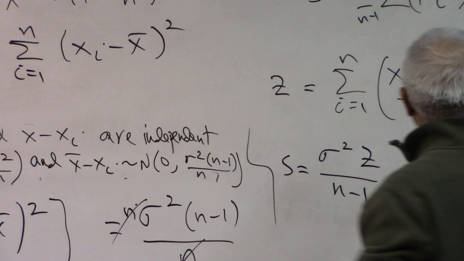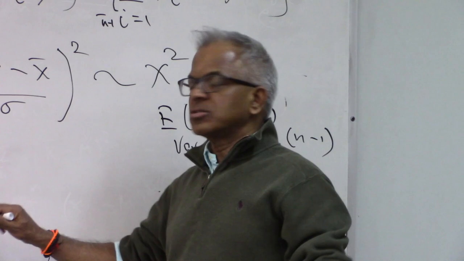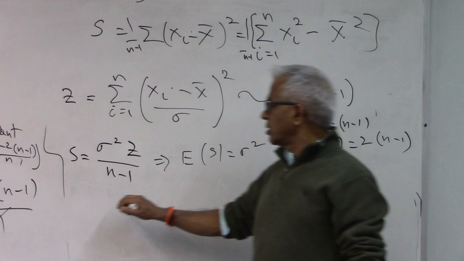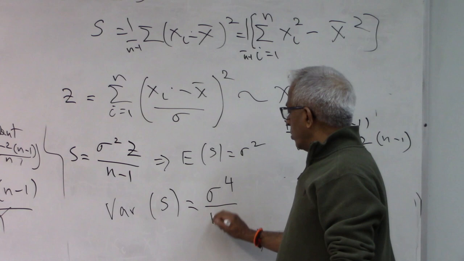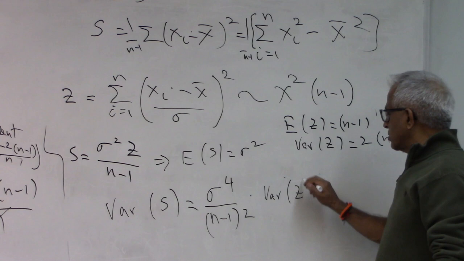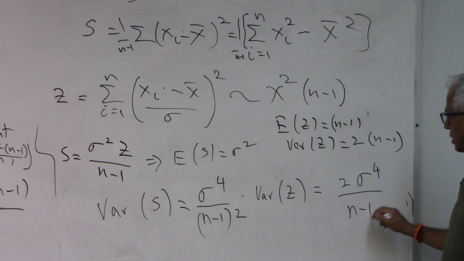So you can see the expected value of Z is n minus 1, so n minus 1 cancels. The expected value of S is sigma squared, as we had before. And this gives you the variance of S, which is what we are looking for. It is sigma to the 4 over n minus 1, the whole squared, multiplied by the variance of Z. But the variance of Z is 2 times the degrees of freedom. So this comes out to be 2 sigma to the 4 over n minus 1.